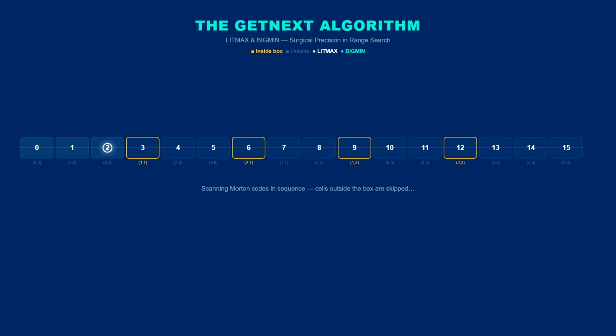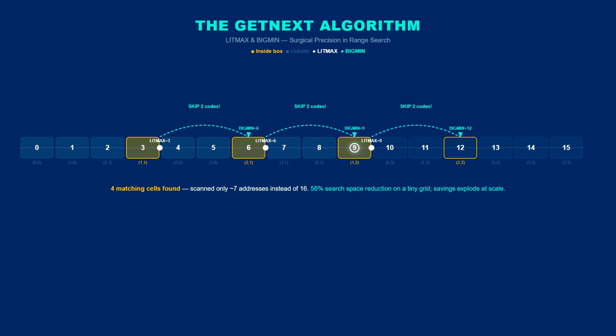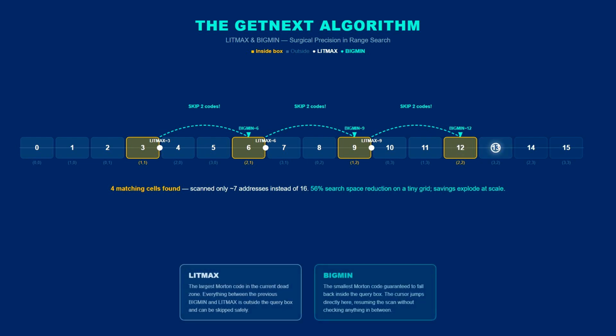Now the cursor moves to code 4, which is outside. Instead of scanning 4, 5, and then discovering 6, the getNext algorithm asks, what is the LITMAX? It is 3, the last code before we exited the box. And what is the BIGMIN? It is 6, the earliest code guaranteed to be back inside. So the algorithm jumps directly from code 3 to code 6, skipping codes 4 and 5 entirely. This is the getNext algorithm in action. At scale, say, a 512 by 512 grid with millions of queries, these jumps reduce search time by orders of magnitude. The LITMAX and BIGMIN are computed entirely from bit operations, making each jump as fast as a single CPU instruction.